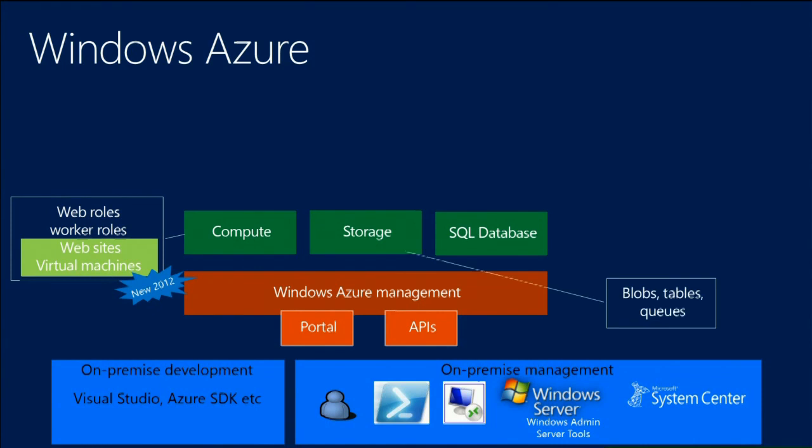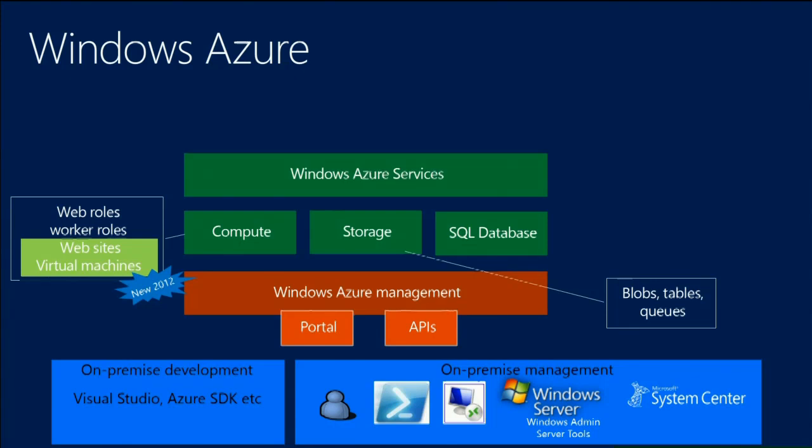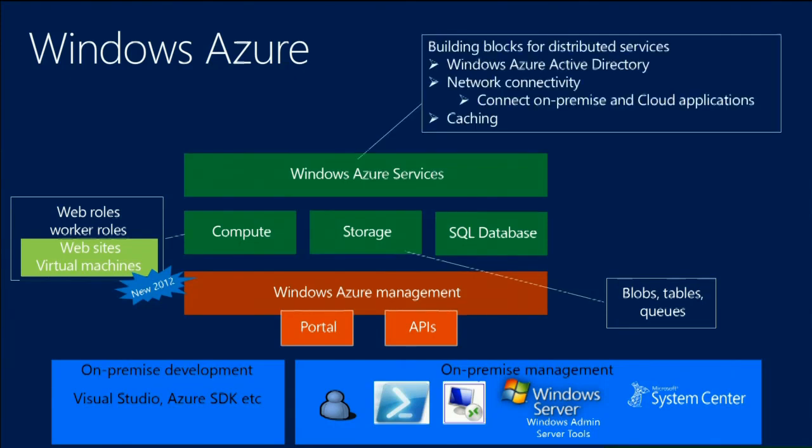In terms of storage, we've got blobs, tables, and queues. The one we're interested in is the blob storage. Blob as in binary large object. And that's where we're going to put our virtual hard disks. That's where our virtual hard disks are going to be stored within the Azure platform. Then you've got Windows Azure Services, and sitting up there, there's a whole bunch of building blocks that help you put things together. And one of those building blocks is the Windows Azure Active Directory. And we'll have to find out exactly what that is.